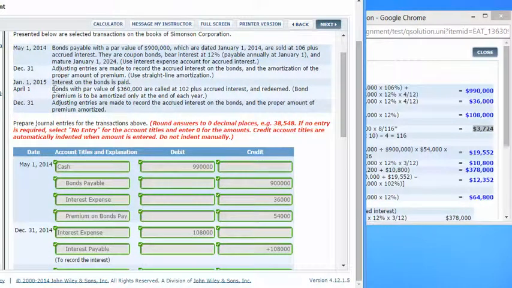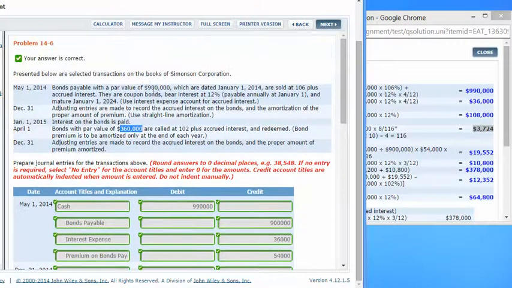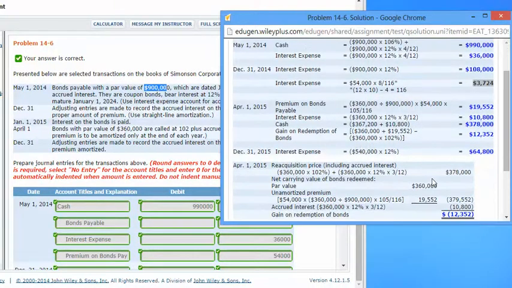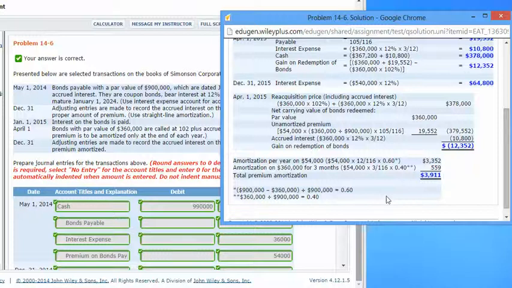On April 1st, bonds with a par value of $360,000 are called at 102 plus accrued interest. So the key is plus accrued interest. So this is the par value, and the par value is a percentage. We're actually comparing these two numbers here, 360 and $900,000. And if you look at the calculations here, what we're saying is that $360,000 represents 40% of the bond. So we actually called 40% of the bond.